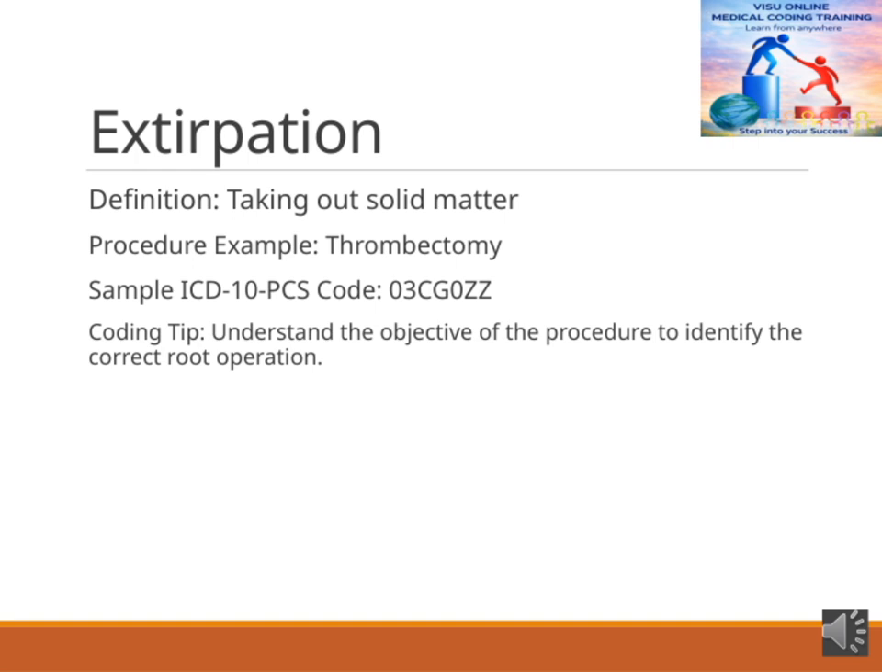One important tip to keep in mind is that understanding the objective of the procedure is crucial. Knowing what the goal is helps you identify the correct root operation, which in this case is extirpation. Overall, this ties into our broader theme of accurately coding procedures by understanding what is being done and why. When you see a procedure aimed at removing solid matter, think extirpation, and remember to connect the code to the specific goal of the operation.